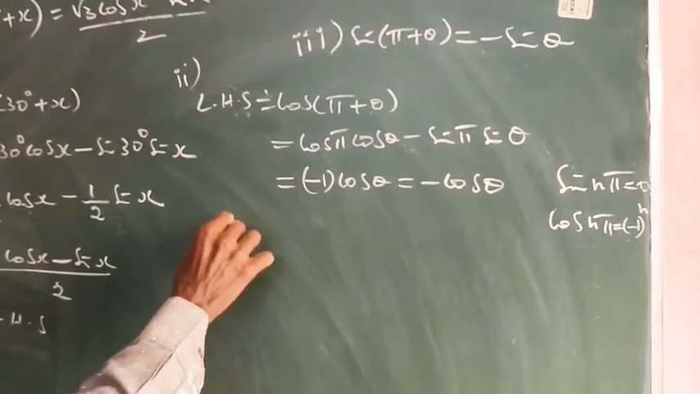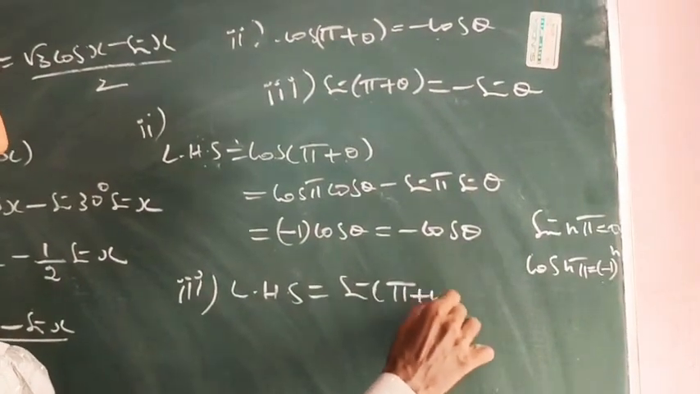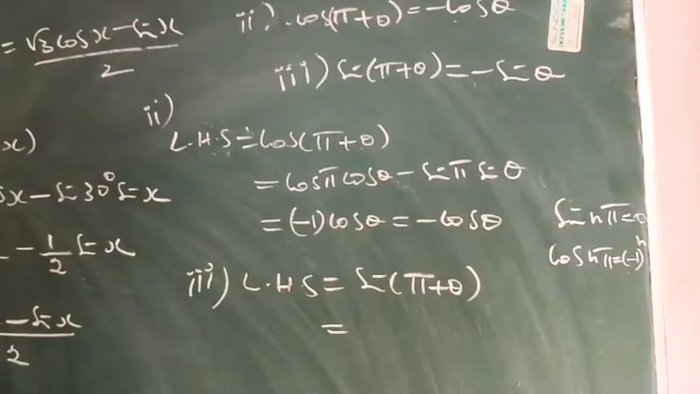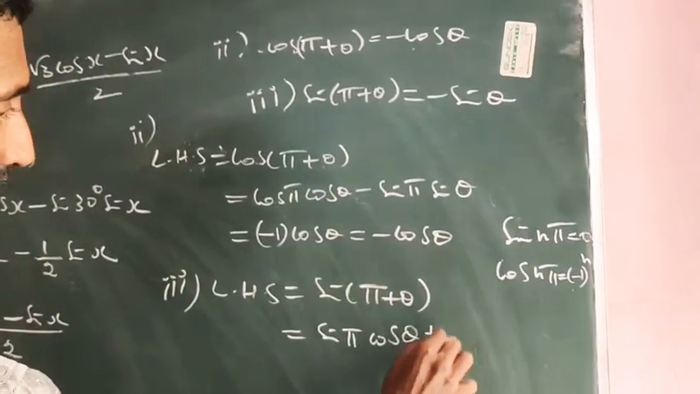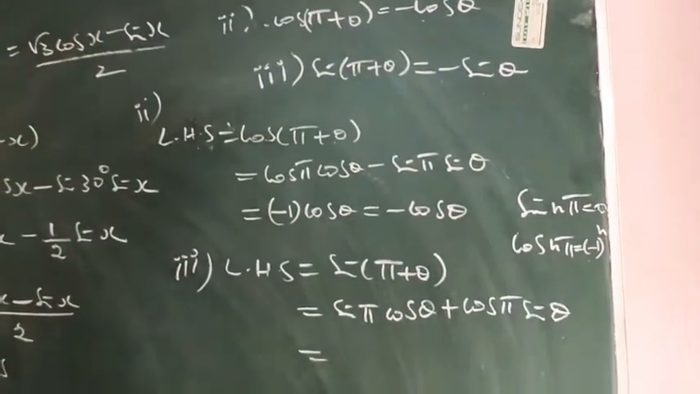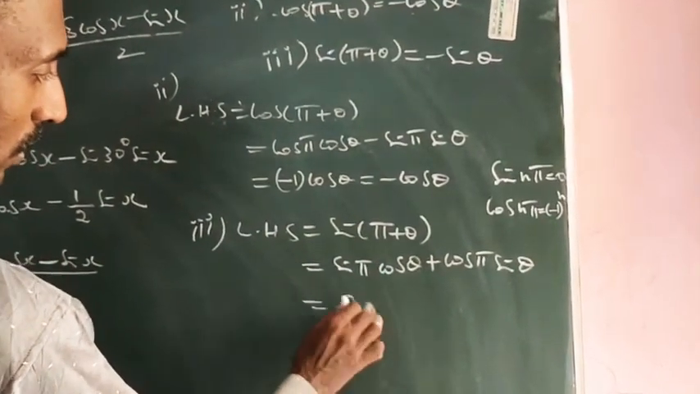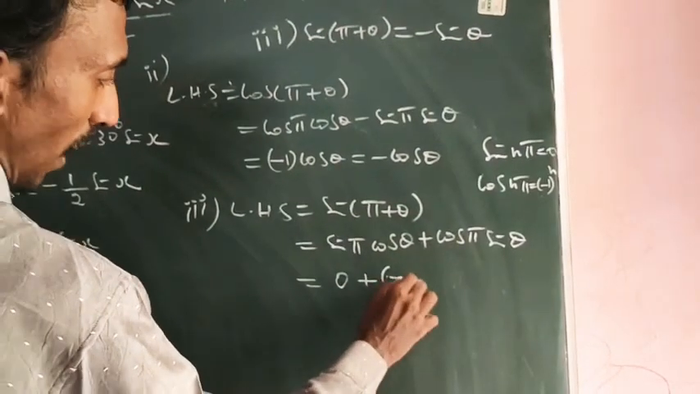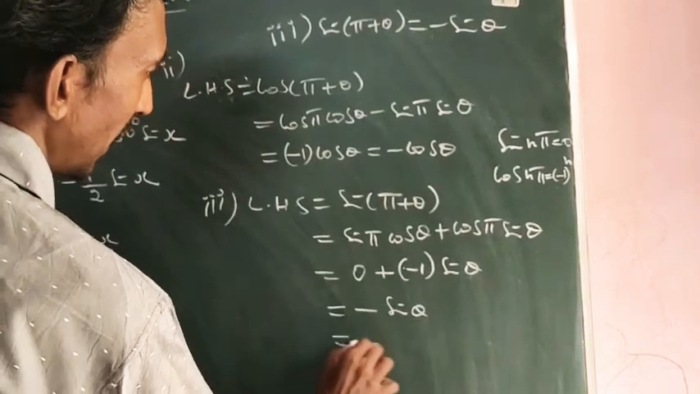Similarly, third one, what is the LHS? Sin of pi plus theta. Again apply sin a plus b, sin a cos b plus cos a sin b. Already said that sin pi is 0, 0 into cos theta is 0, plus cos pi value is minus 1 into sin theta. So we are getting minus sin theta, that is the RHS.